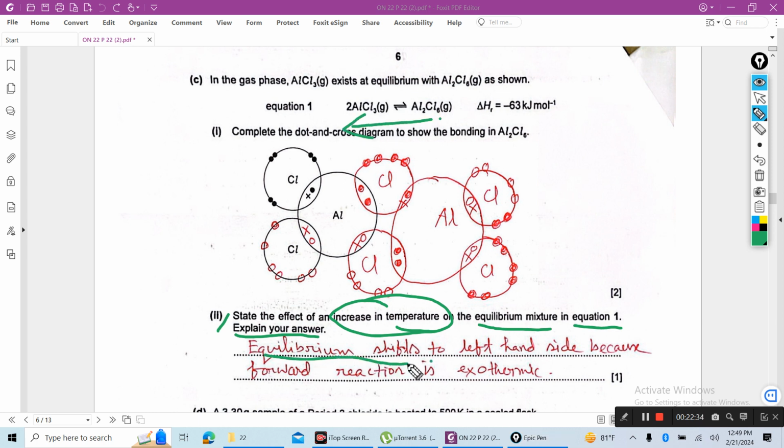Equilibrium shifts to the left-hand side, meaning right to left, because the forward reaction is exothermic. As the forward reaction is exothermic, if you increase temperature, it will try to decrease temperature. That's why it will go right to left.